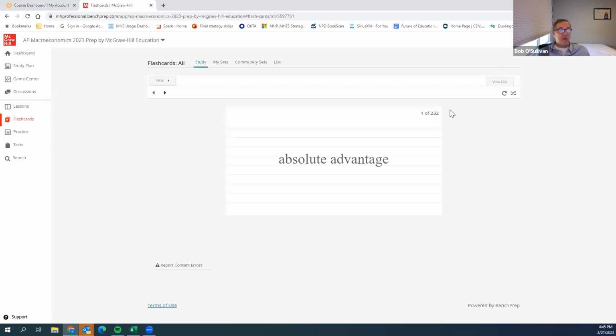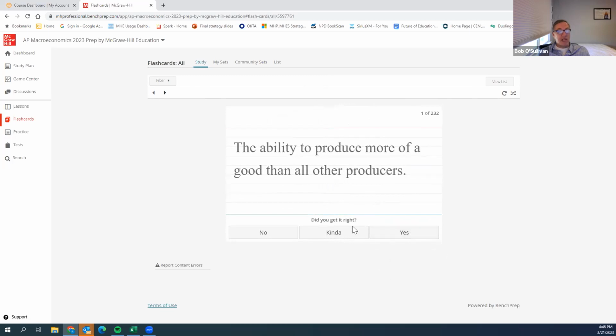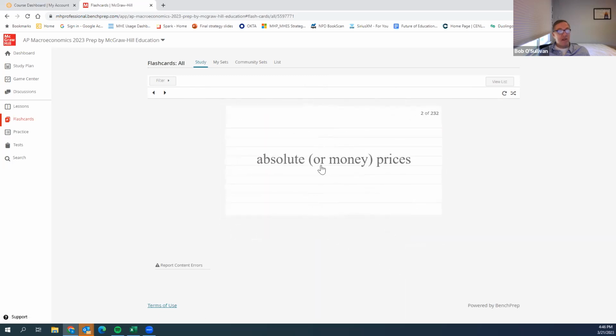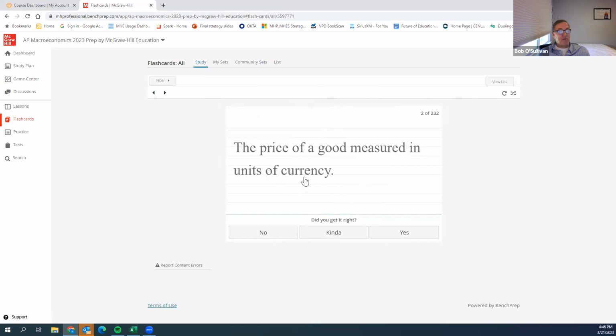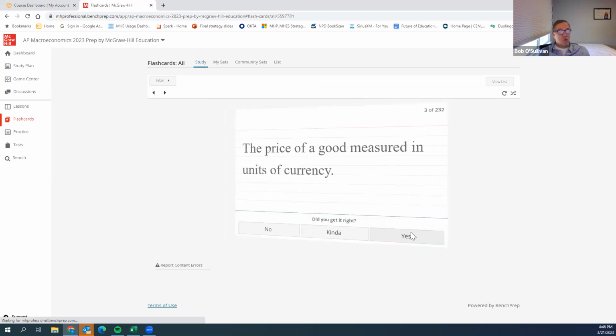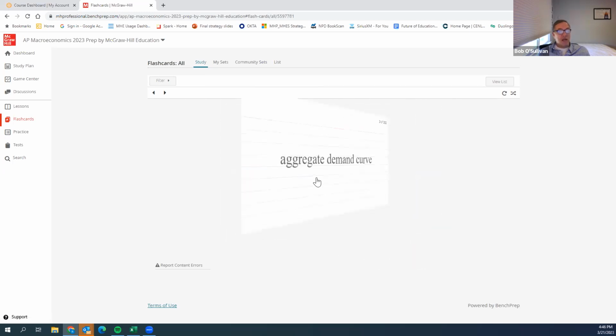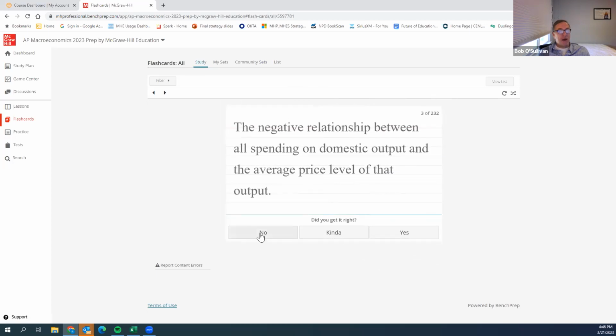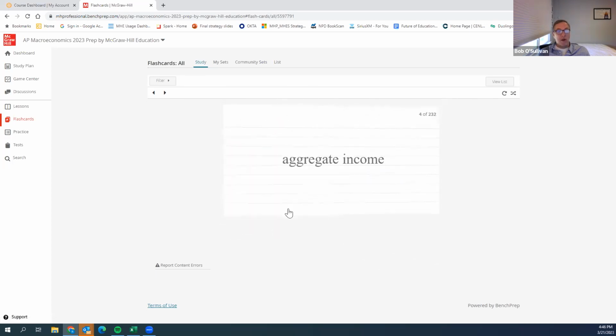You're on the bus. We've got a total of 232 macroeconomics flashcards. Again, they're sort of self-graded. Absolute advantage. Yep, we went over that a million times. Did I get it right? Yes. Absolute prices, the price of a good measured. It's just one click. Aggregate demand curve, you know what? Let me go back to that. I'm going to rate myself no.